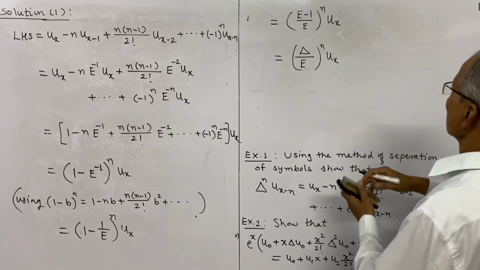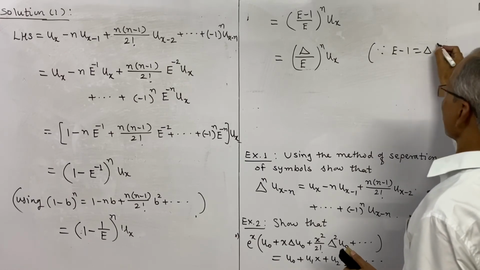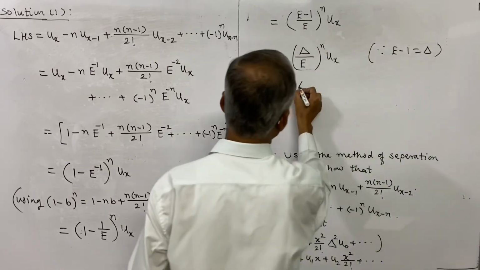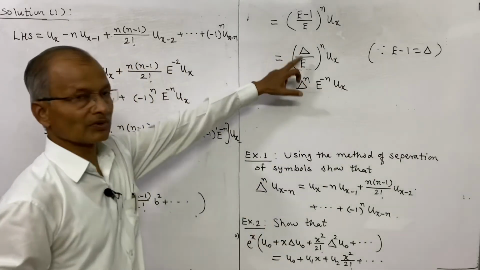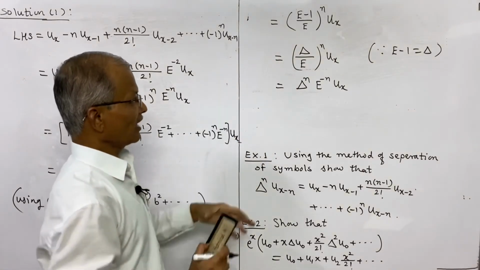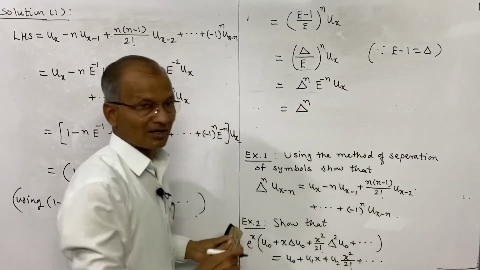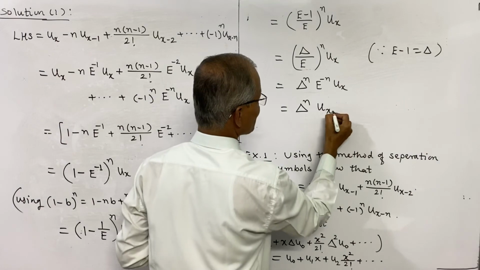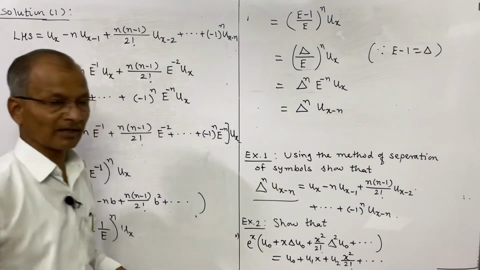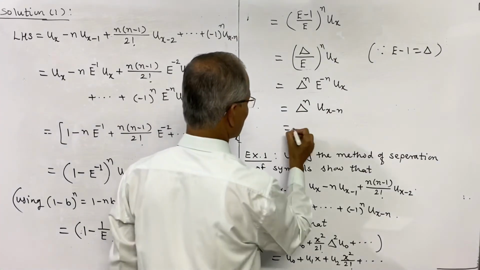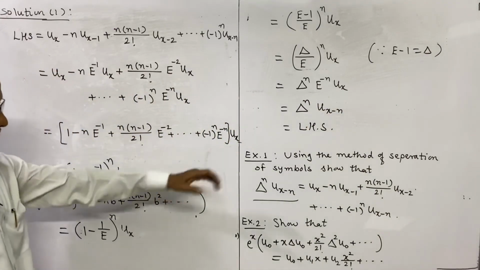Since e minus 1 is equal to delta, that will be delta power n e power negative n on ux. See, it is in the denominator, and this is equal to delta power n. And what is this? This is u of x minus n using the relation, and this is the left side. So thus this proves the result is equal to LHS, and thus this completes the result.